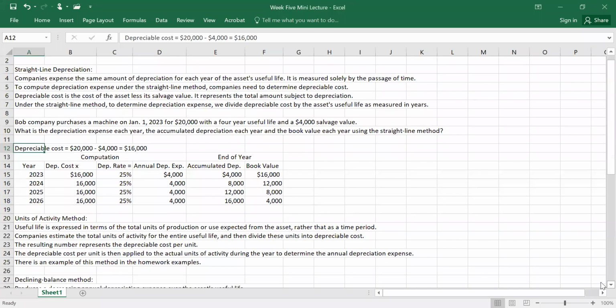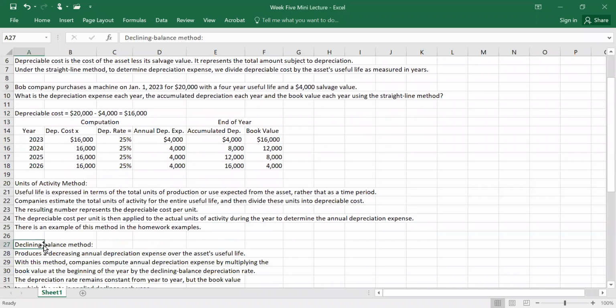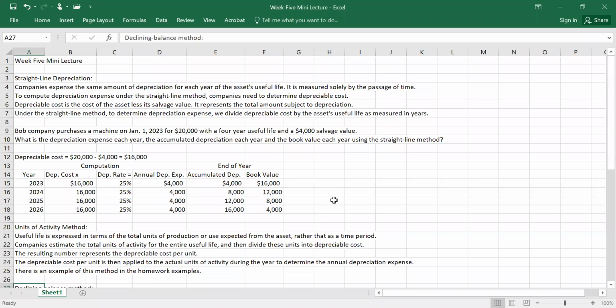And we're going to talk about straight line depreciation and go over just a brief example and the declining balance method. I'm not going to really talk about units of activity or give an example because we go over that quite a bit in the homework examples.